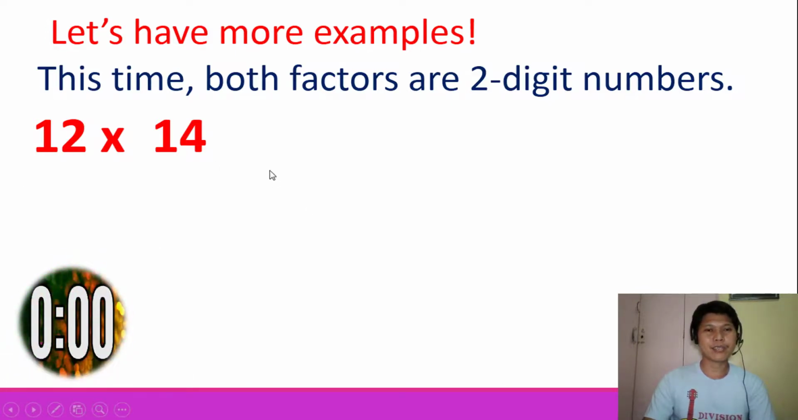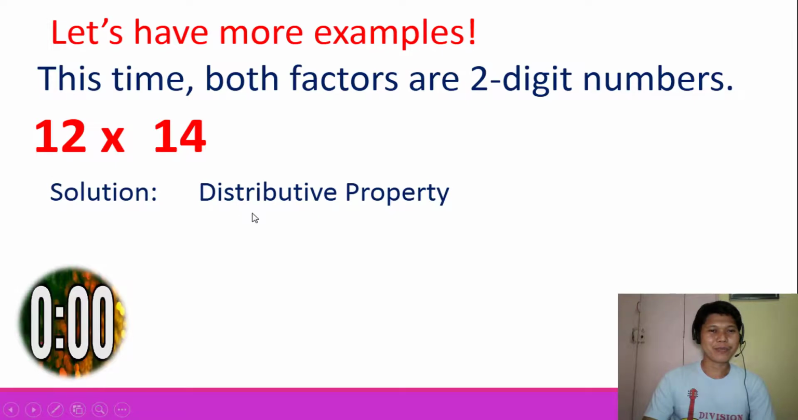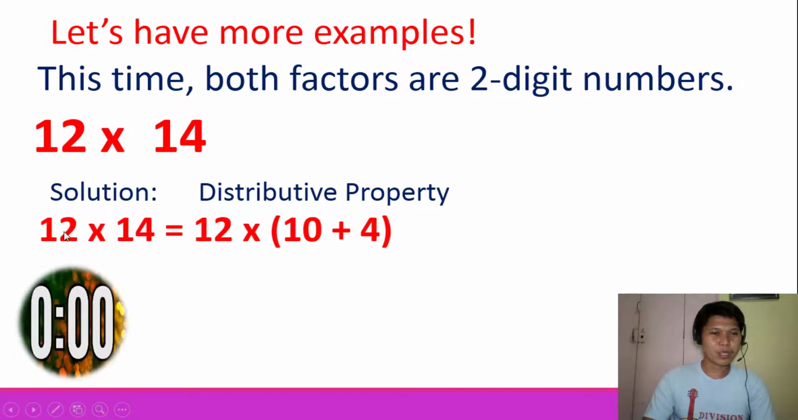Okay, so the correct answer is by using the distributive property, 12 times 14 is equal to 12 times (10 plus 4). So where did you get this 10 plus 4? 10 plus 4 is coming from 14. We could also distribute 12 as 10 times 14 and 2 times 14, but this time I think it is easier for us to do this one.